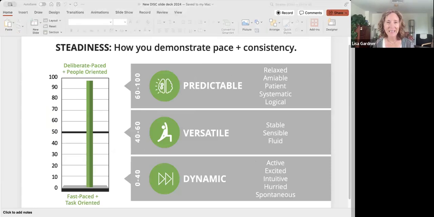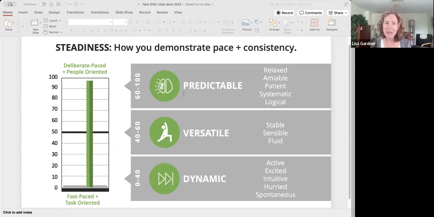The S in DISC stands for the behavior of steadiness. This area addresses pace and consistency. So some people prefer a steady, predictable, and consistent work environment. These people will score high in steadiness, 60 to 100. People high in steadiness tend to be more deliberate decision makers and people-oriented. They often think of something to say after the moment has passed when they're in social relationships.